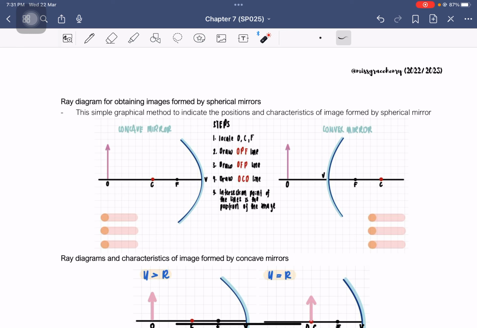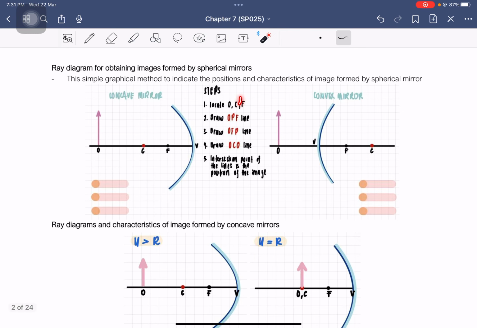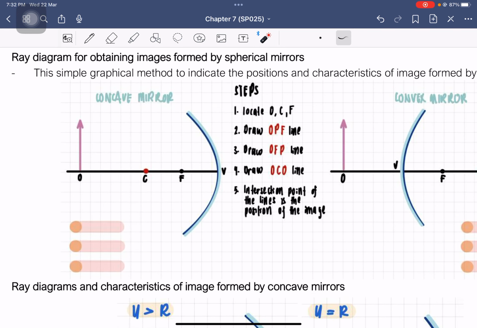So first, let's look at the concave mirror. These are the steps that you need to do in order to get the image. First, we have to locate the position of the object. Next, the center of curvature, and lastly, the focal point. This one I've already done for you, but in the exam you have to be able to draw it yourself.